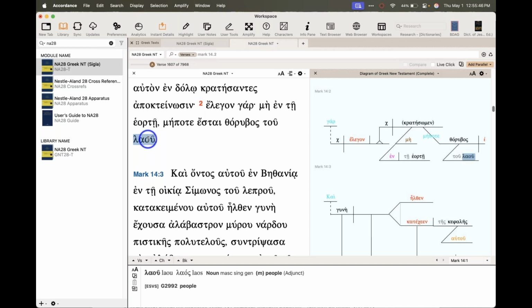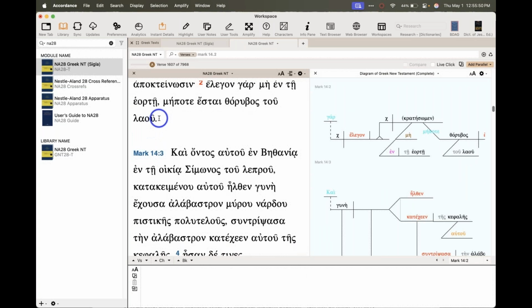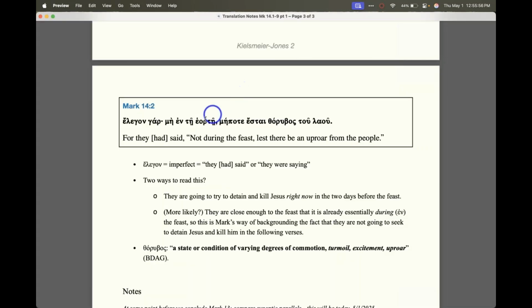You could read more about that in your commentaries. I don't think they're necessarily worried about which people, just that it's going to be a riot if they arrest him, or so they think. That elegon there is imperfect. They had said, or they were saying, not during the feast, lest there be an uproar from the people.